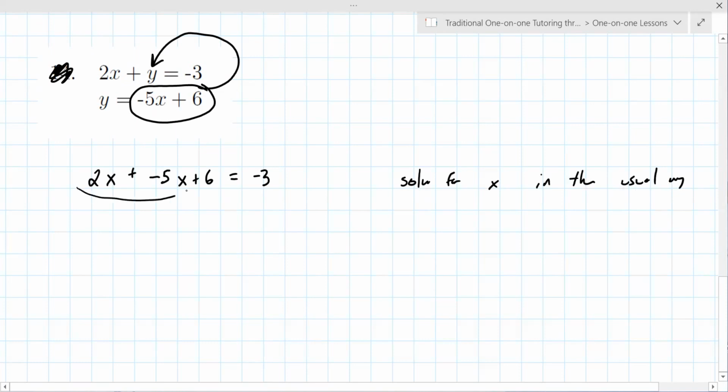Okay, so here though, you can combine like terms, minus 3x plus 6 equals minus 3. Subtract 6 from both sides, so you get minus 9. Divide by minus 3, so x equals 3. Okay. And then you would go back and find y.